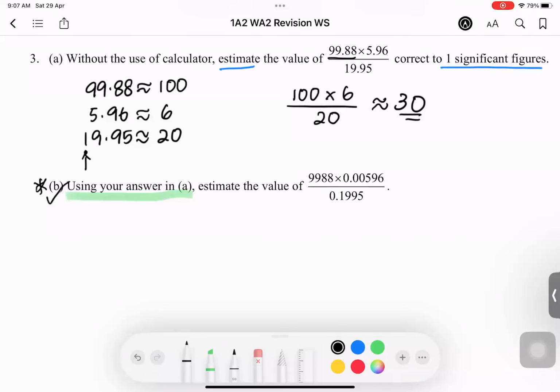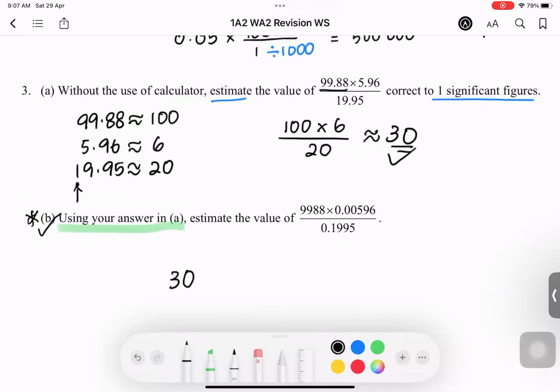What is the answer in A? Which number? 30. Okay, so I use this answer over here, 30. I need to estimate the value of this, but then the question here, this is 99.88. This is 9,988. How do I get this number to become 100? Yes, I multiply by 100.